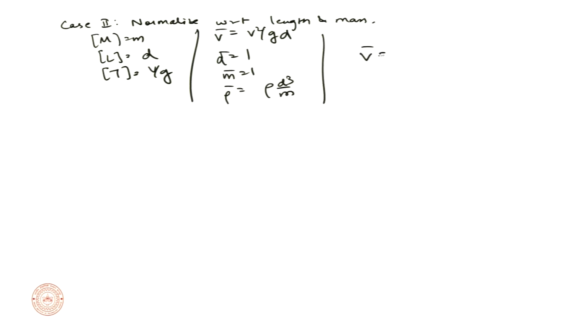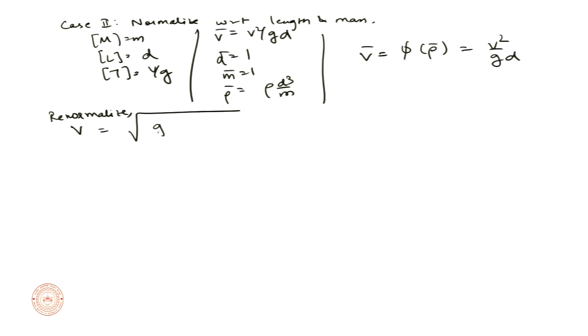So, velocity, now that d and m are gone, can only be a function of rho bar, which is equal to v square over gd. So, the velocity again, if we renormalize, is equal to square root of GD into phi of rho bar.